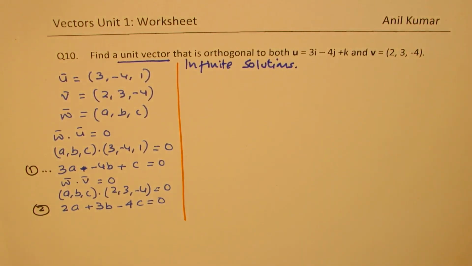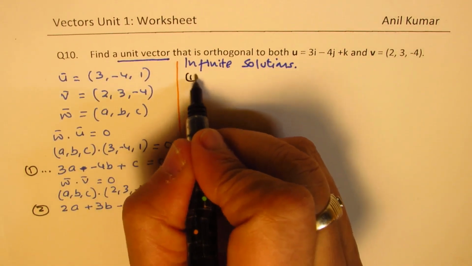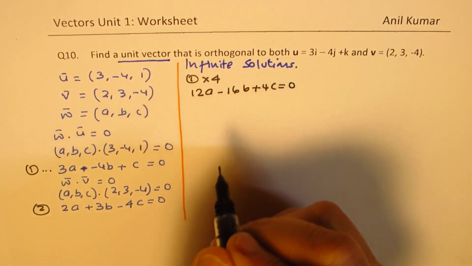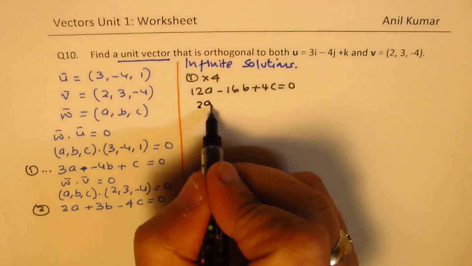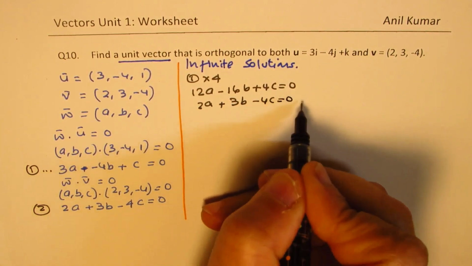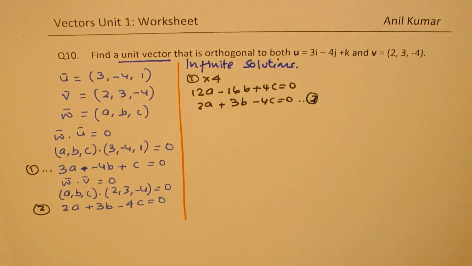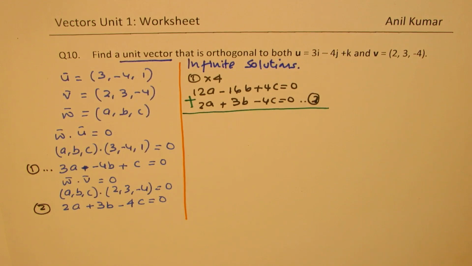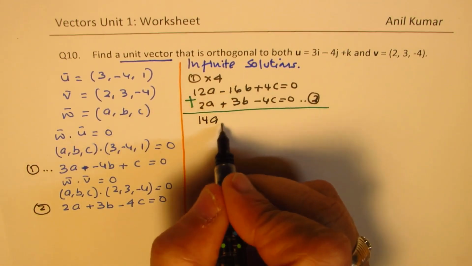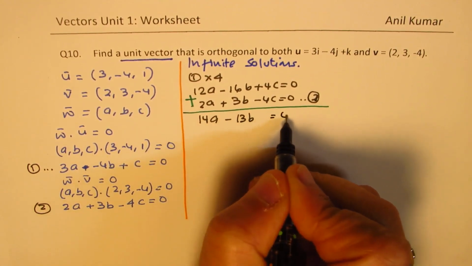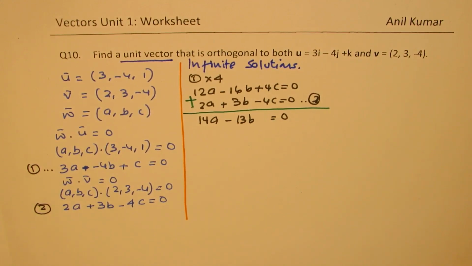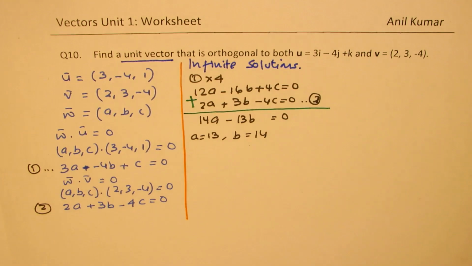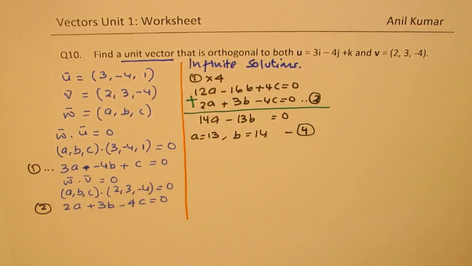To solve these two equations, we need to eliminate. So we will do equation 1 times 4. We can write this as 12a minus 16b plus 4c equals 0. And then equation 2 is 2a plus 3b minus 4c equals 0. To eliminate c, we are going to add them up. Is that clear to you? So we get 14a minus 13b equals 0. An easy solution could be a as 13 and b as 14. If you substitute, we will get 0. We'll call this our solution, equation 4.